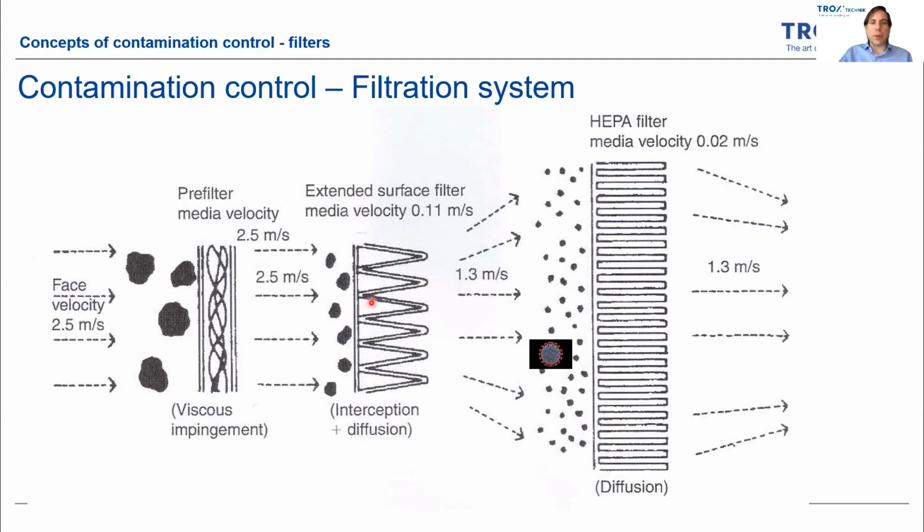So we always have a pre-filter to protect this one, because these filters are more expensive. So we use these filters as a pre-filtration to catch the big matter, the big particles, and they're less expensive, so we can replace them more with lower cost, and then we optimize our installation.